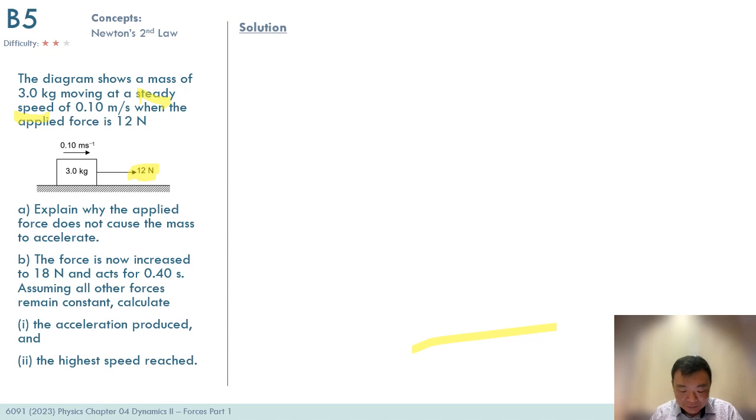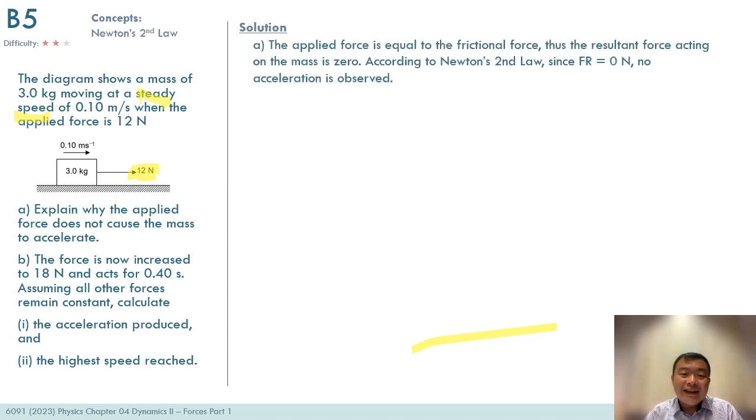So this is the reason why the object does not speed up even when the pulling force is pulling with 12 Newton. It must mean that forces are balanced and there is a backwards frictional force acting on the object, which is also 12 Newtons in the backwards direction.